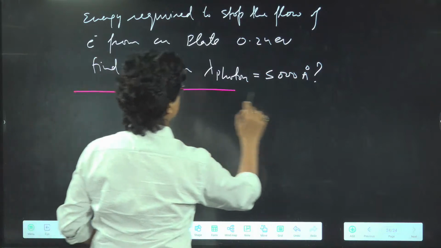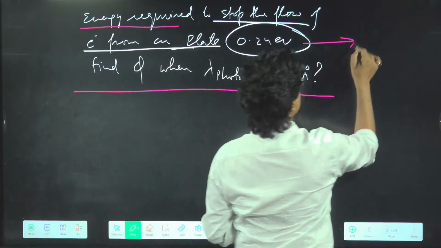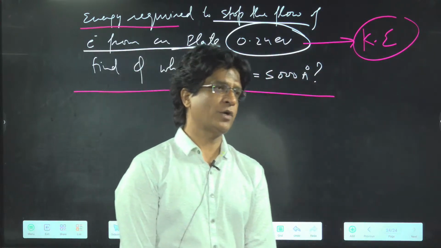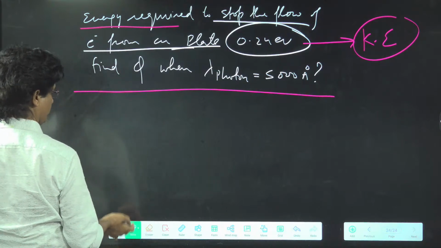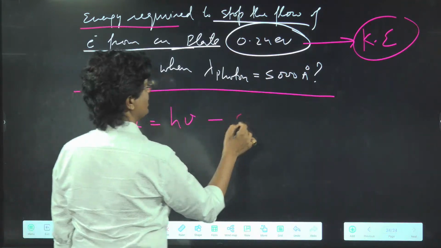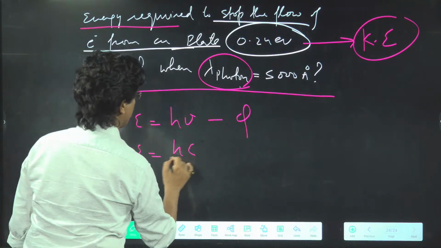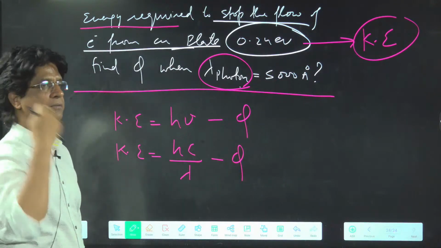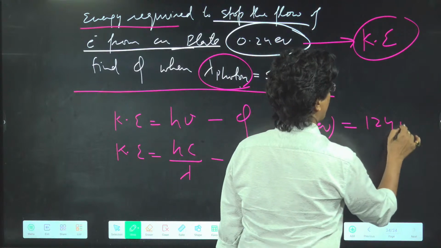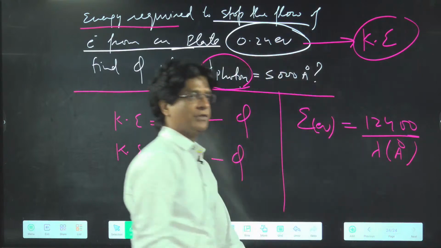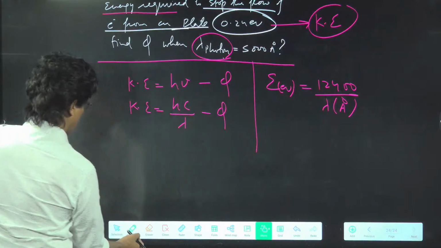First of all, understand what they have given. The energy required to stop the flow of electron from the copper plate is 0.24 electron volt. I believe this is nothing but the kinetic energy given. Getting or not? And they're asking phi. So I know that kinetic energy is equal to h nu minus phi. But I have also taught you that when frequency is not given and they are working with lambda, I can write this as hc upon lambda minus phi. Also, in Planck's quantum theory I taught you that whenever energy is given in electron volt, you can use the formula 12400 upon lambda, if lambda is given in angstrom. So you can save yourself from many calculations. Is that clear?